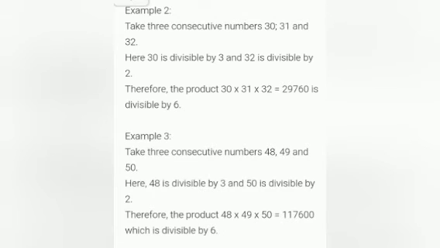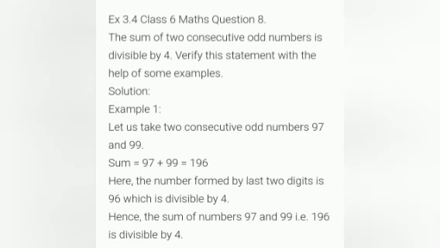40 is divisible by 3, 50 is divisible by 2. Their product is 1,17,600, which is divisible by 6. Move to the eighth question. The sum of two consecutive odd numbers is divisible by 4. Verify this statement with the help of some example.